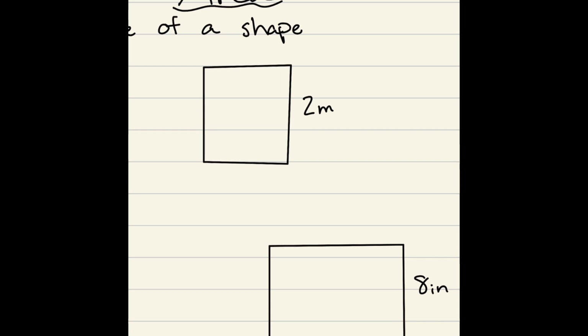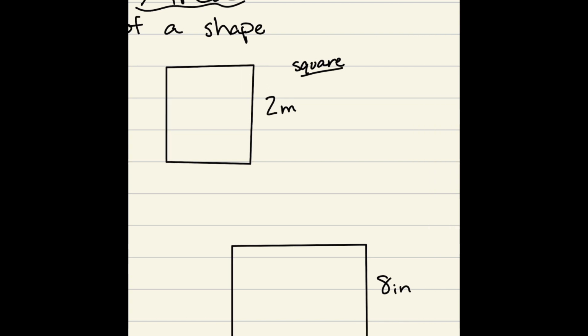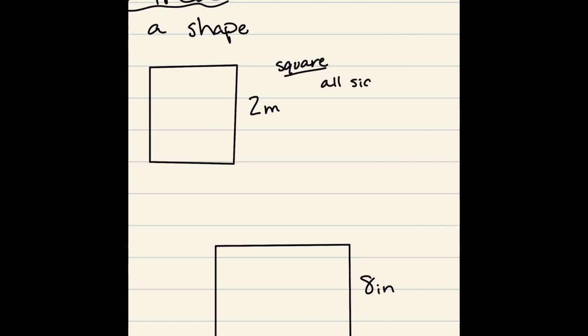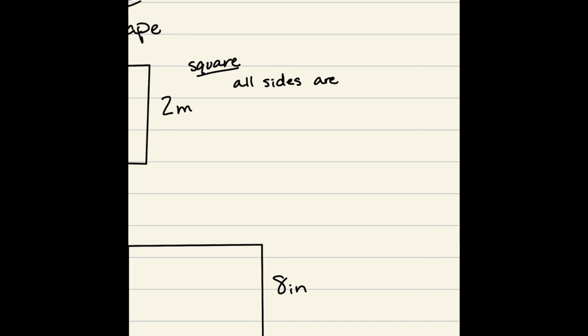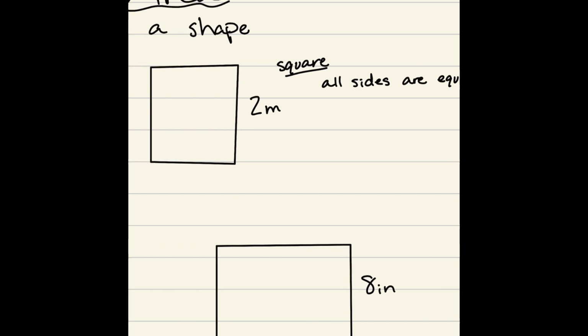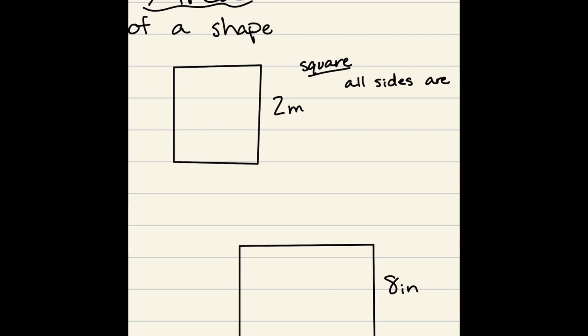So we have an example here, and I know it's not perfectly drawn, but we have a square, and what we know about a square is that all sides are equal. A square has 4 equal sides. So we know that if this side is 2, then what does this side have to be? Well, that side also has to be 2 meters. And because this side is 2, what does this side have to be? 2 meters. And the same with this side.